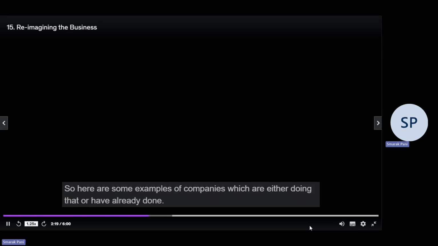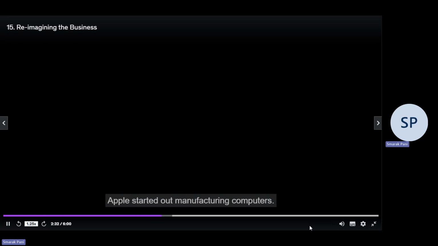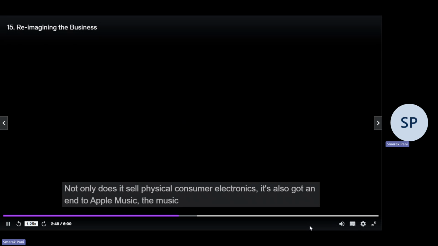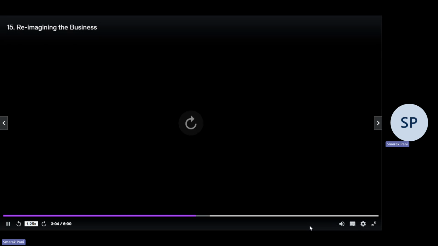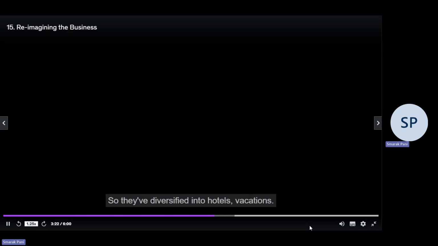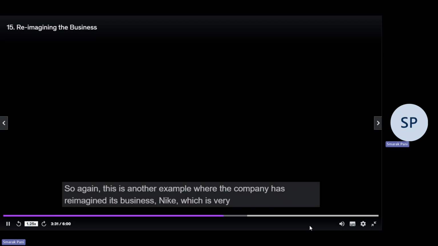So here are some examples of companies. Apple was doing computers, that was its primary focus, but that's changed over the last few years. It's become much more of a digital lifestyle and service, consumer electronics company. It's also gotten into Apple Music, the music business, more of a digital business. AirAsia, in Southeast Asia, has moved into a broader suite of online travel services. So they've diversified into hotels, vacations. They've even launched a digital wallet. So again, this is another example where the company has reimagined its business.